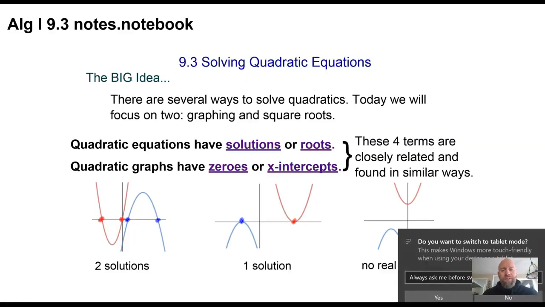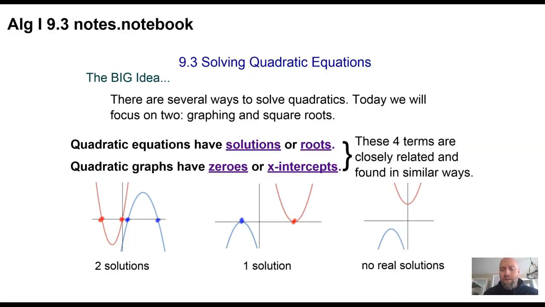All right, guys, so this is your 9.3 notes on solving quadratic equations. The big idea: there are several ways to solve quadratics. Today we are going to focus on two of them, and the two we're going to focus on are graphing and square roots.